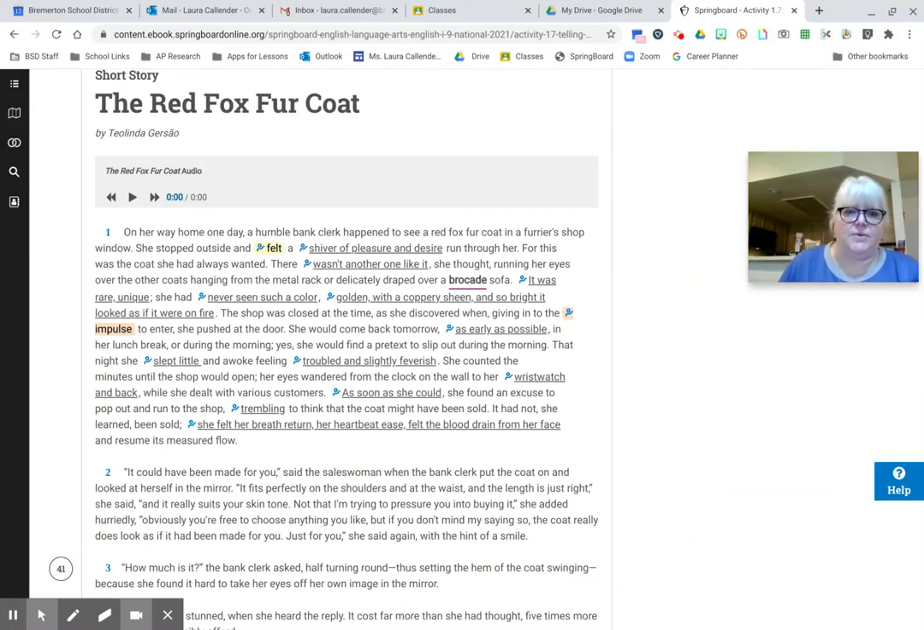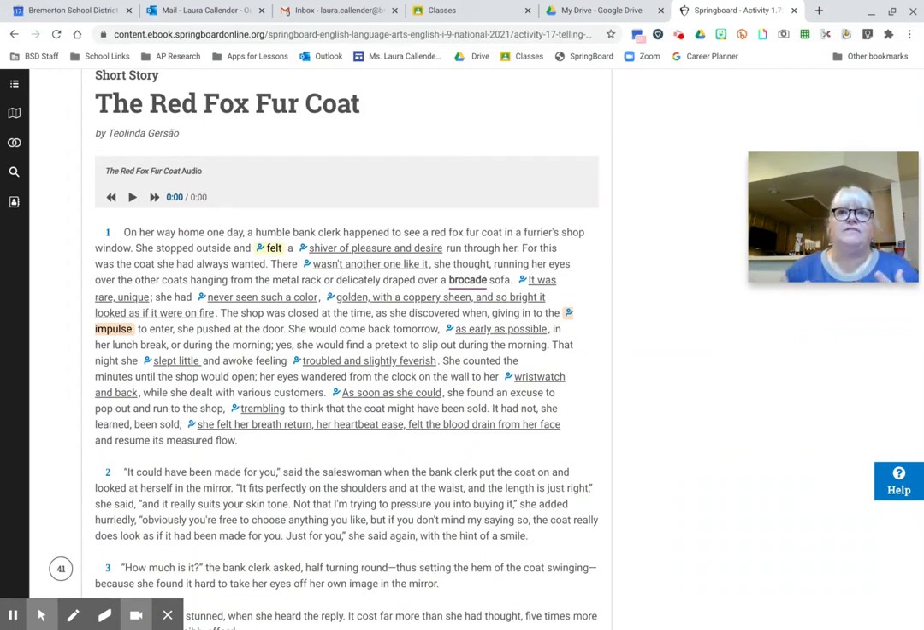She wants it, right? There wasn't another one like it, she thought, running her eyes over the other coats from the metal rack or delicately draped over a brocade sofa. It was rare, unique. She had never seen such a color. And then they go on to describe this coppery, fiery color. When you see something like that, I'm thinking about how she must feel standing in front of the window. She's never seen anything like it. It's one of a kind. It's this beautiful, bright color, and she can't stop looking at it. And it's so much better than all the other coats in the window.